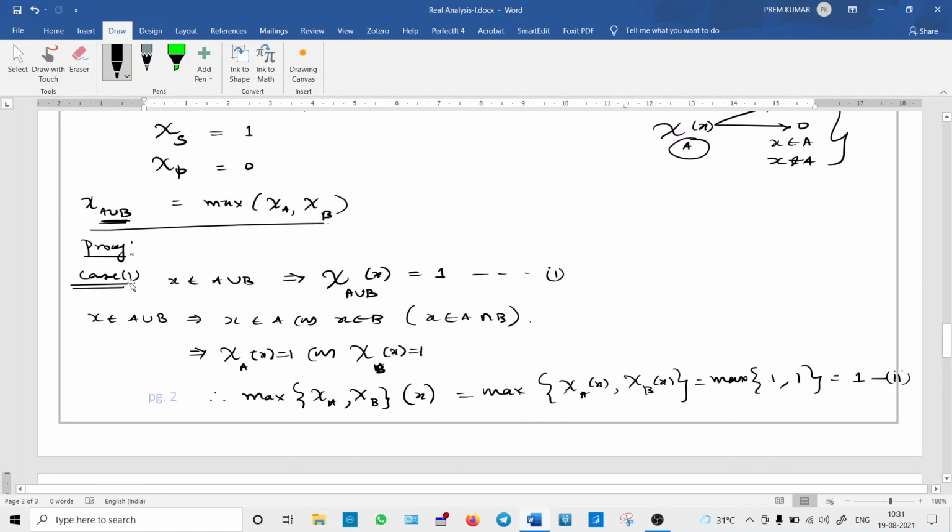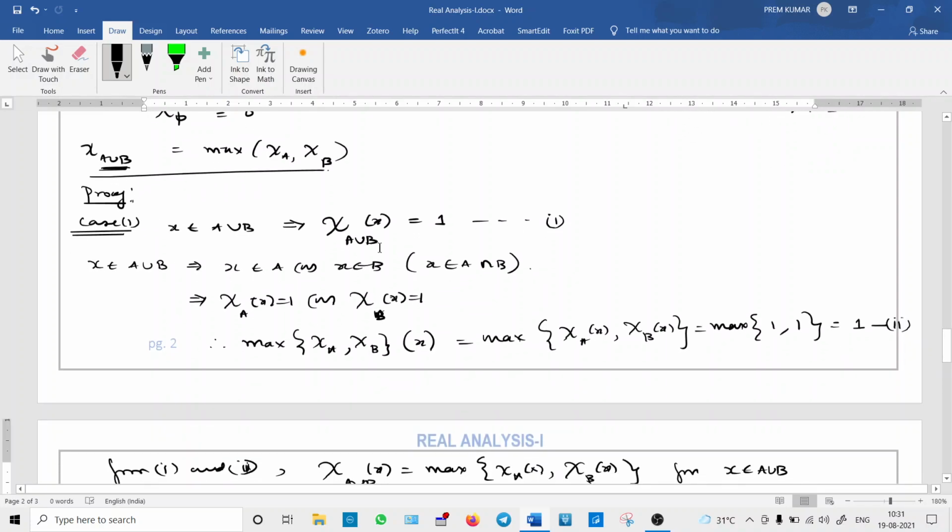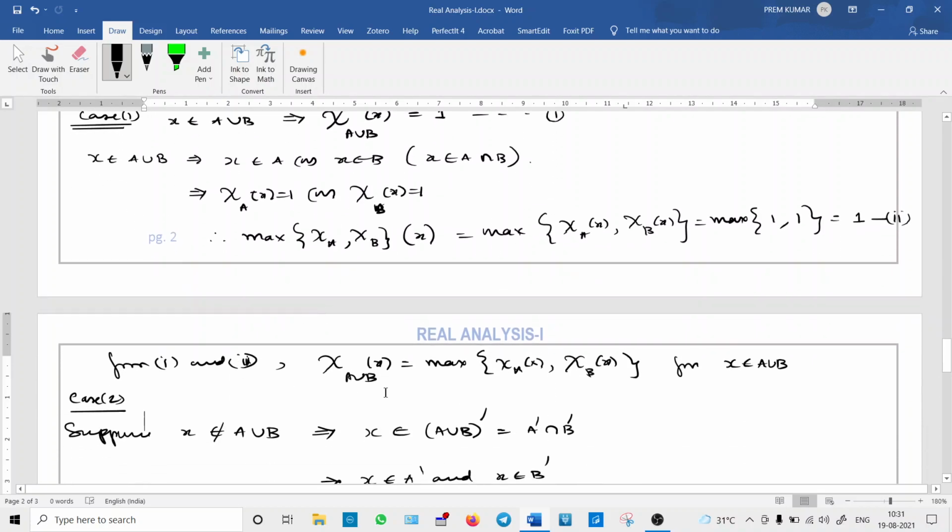So, first we consider case 1. We took, suppose x belongs to A union B. What happens? We have proved that from 1 and 2, we conclude that this equation holds. A union B means it belongs to A or B or both. So chi A value is 1 or chi B value is 1.